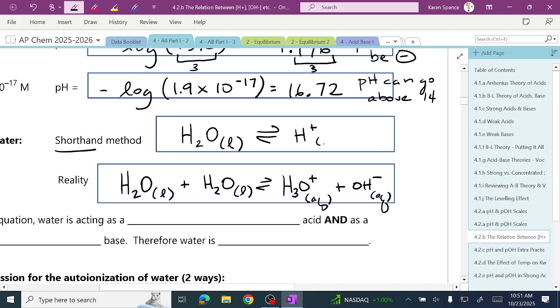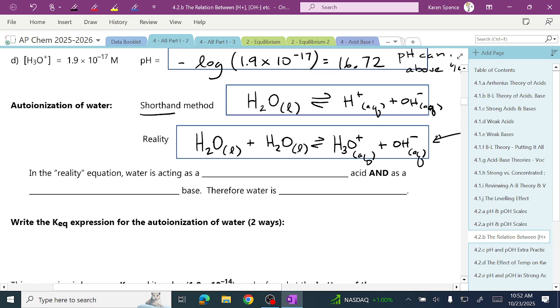H plus aqueous plus OH minus aqueous. And besides which, now you know a random trivia fact that lots of people your age don't know. So it is okay to write the autoionization of water either way. Which one is more correct? This one is more correct, because in reality the water is acting as a Bronsted-Lowry acid and as a Bronsted-Lowry base. Therefore, water is, what's the word? Amphiprotic, yes.